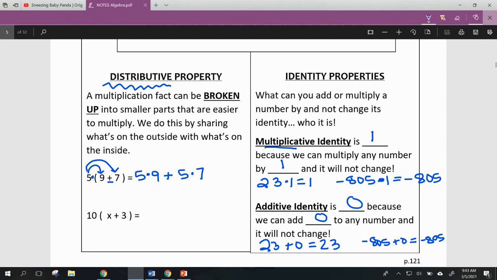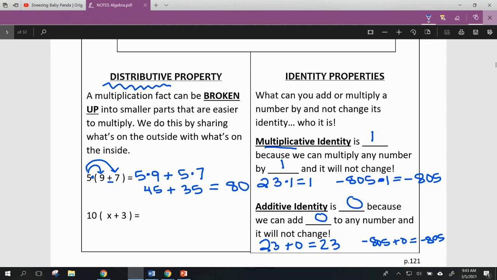And so 5 times 9 is 45. Plus 5 times 7 is 35. And then we could add them. And we would end up with, what is that, 80? Here we go. Okay, now we're probably thinking, oh, I probably would have chosen just to add what's in the parentheses and then multiply, which is totally fine, right? Using the order of operations.